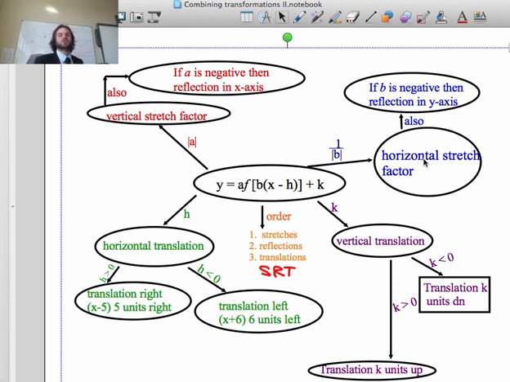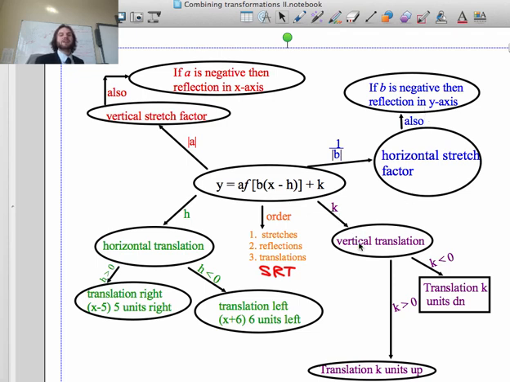Next one here we look at is 1 over b. This is a horizontal stretch. We stretch by 1 over b. Because if we notice, b is where? With the x. The a here is on this side. If a is on that side, it's 1 over the absolute value of a. Also, if b is negative, then the reflection is in the y-axis. That's another thing to look at.